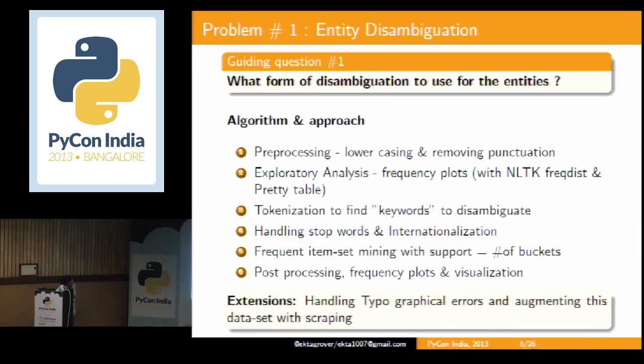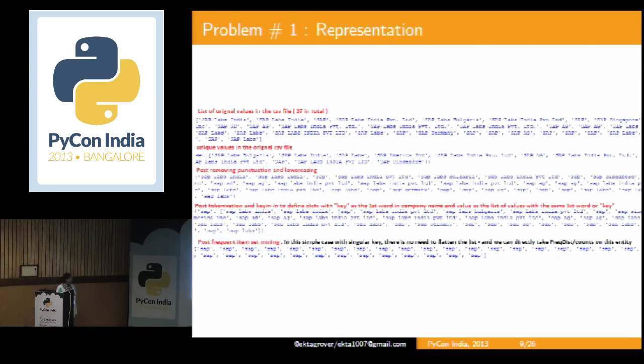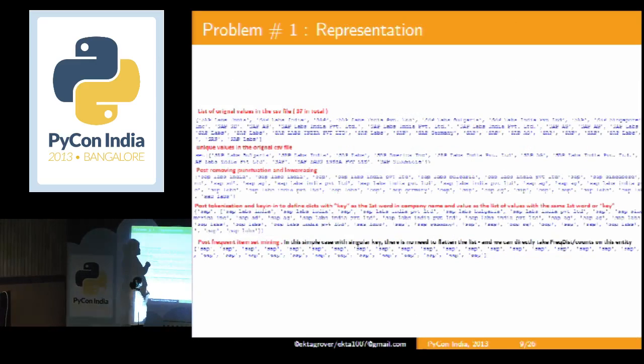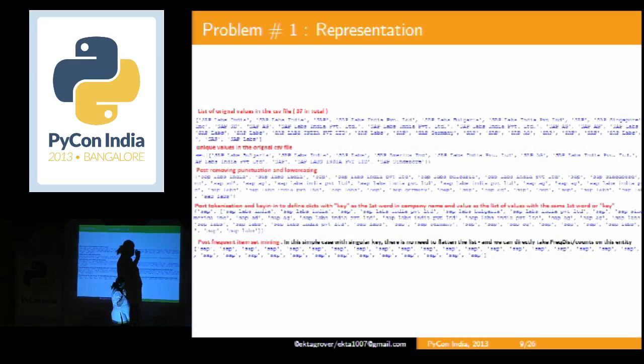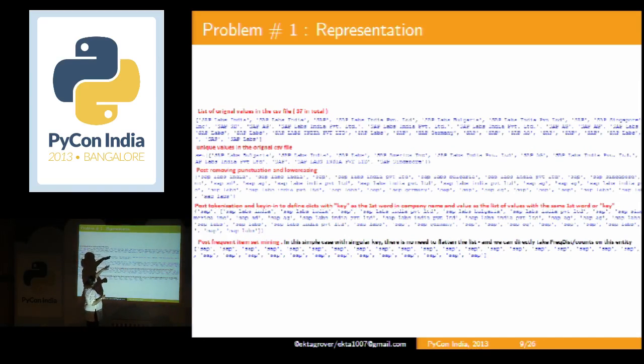So before we talk about what form of disambiguation, I'll let you look at the data set that we had here. So here I have, let's say, a STEM entity. The STEM here in this example would be SAP, which is the core entity or the parent. And it has a lot of these child entities: SAP Labs India Private Limited, SAP Labs Bulgaria, SAP Germany, and so on and so forth.